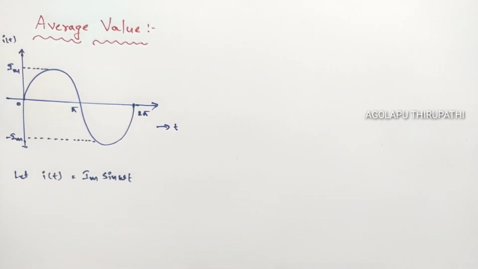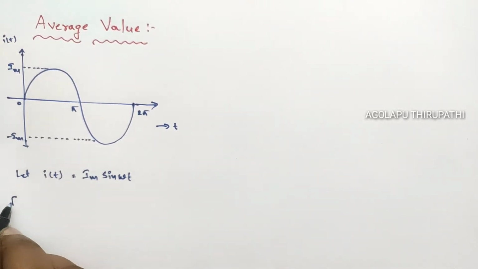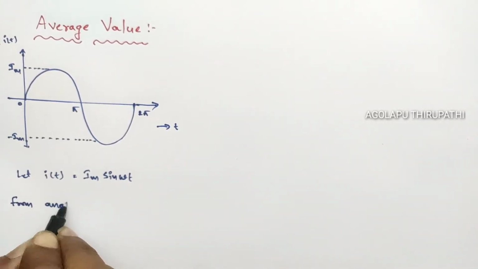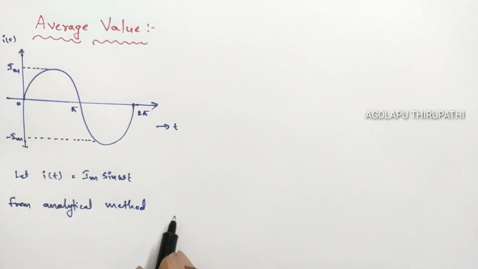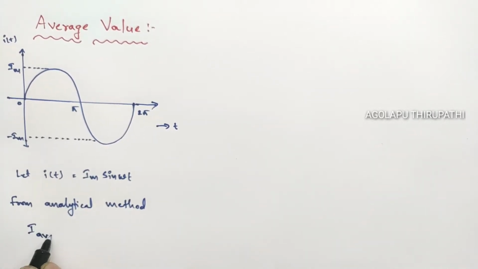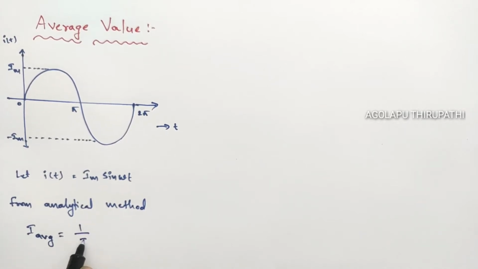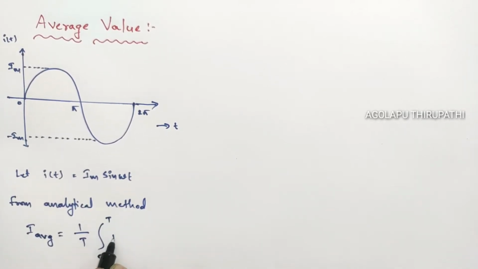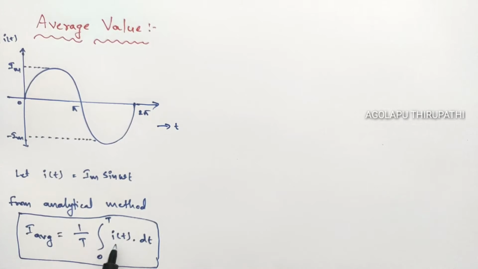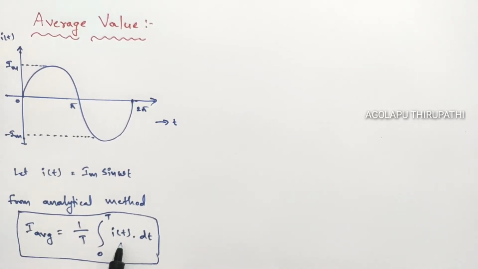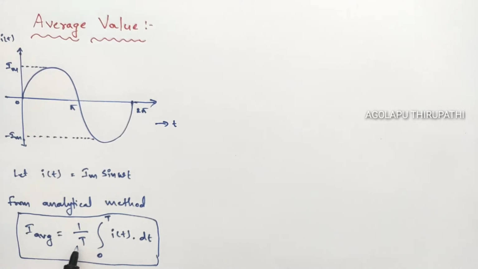So next, from the analytical method, what is the average value? Analytical method: let me take I average is equal to 1 by T integration of 0 to T i of t dt. So this is the formula for calculating average value by using the analytical method. Here I will explain what is T and what is i of t. Here i of t is the instantaneous value, and T is the time period.